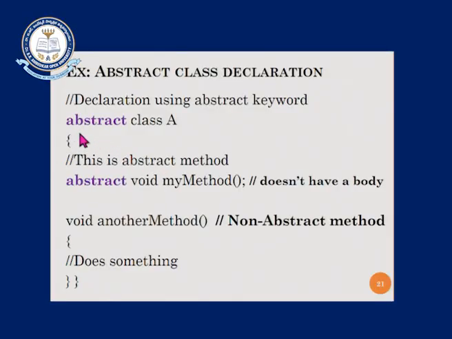So, see one example of an abstract class and abstract method. Abstract class name is A, and the abstract method name is myMethod. See here, it does not have any body. This is a non-abstract method. What is the meaning of a non-abstract method? A method with body, a method with implementation, that is called a non-abstract method. Simple, right.